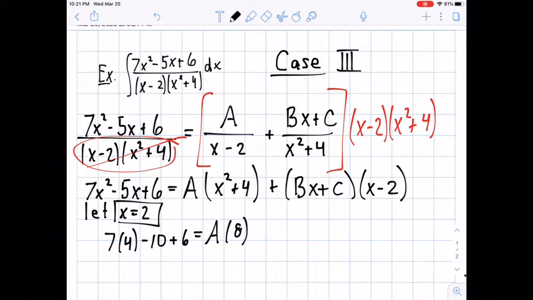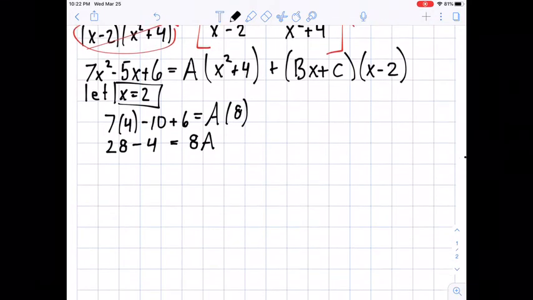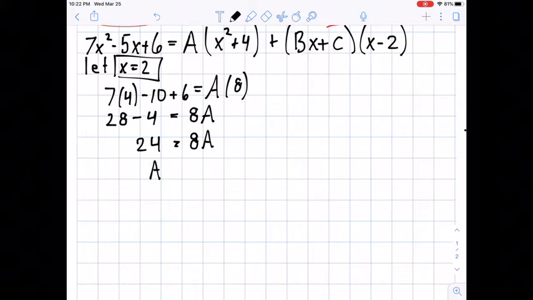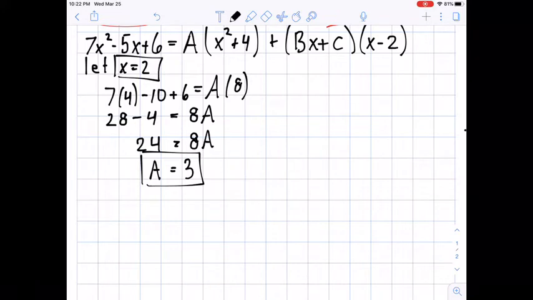So really what we have on the left, we have 28. Minus 10 plus 6 is really going to be minus 4. And that's going to be equal to 8 multiplied by a. So really we have 24 is equal to 8a, which means that a is equal to 3. So that's perfect. We have that value of x equal to 2 that allows us to solve for a.